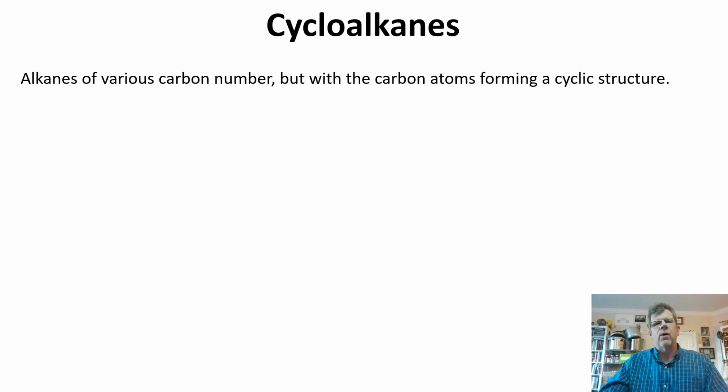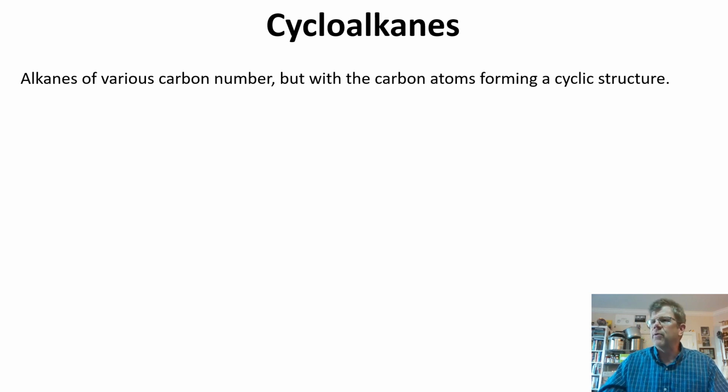So let's move now into, back when we were looking at carbon compounds, there was one special way that carbons could come together that's different than these linear or branched structures, and that was with respect to a cyclic structure. If we had all the carbons in that structure put into a cycle. There are alkanes of various carbon number, but with the carbon atoms forming a cyclic structure.